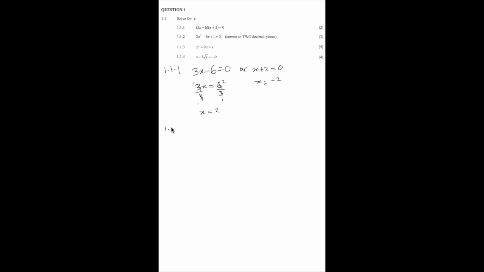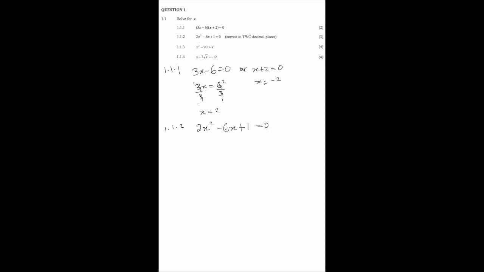And for 1.1.2, you have a quadratic equation, and it says they are correct to 2 decimal places. So usually when it says correct to 2 decimal places, for me it tells me that I should use the quadratic formula. So my equation says 2x squared minus 6x plus 1 equal to 0.